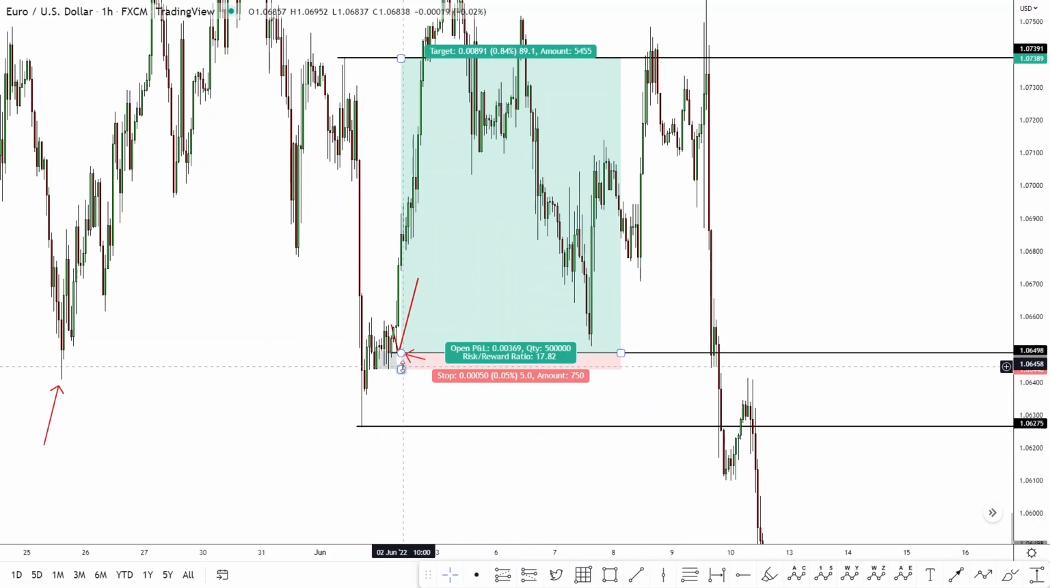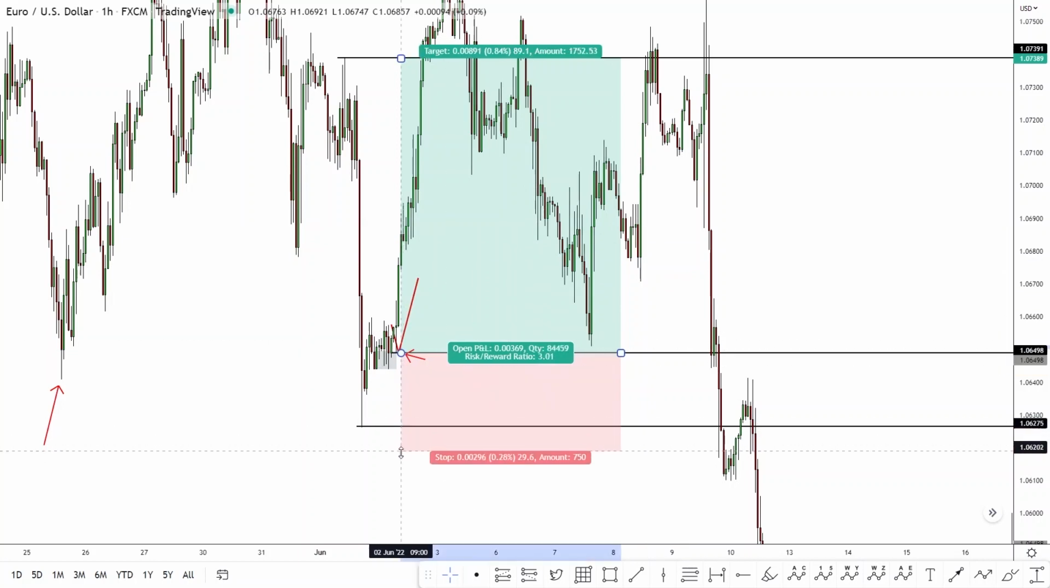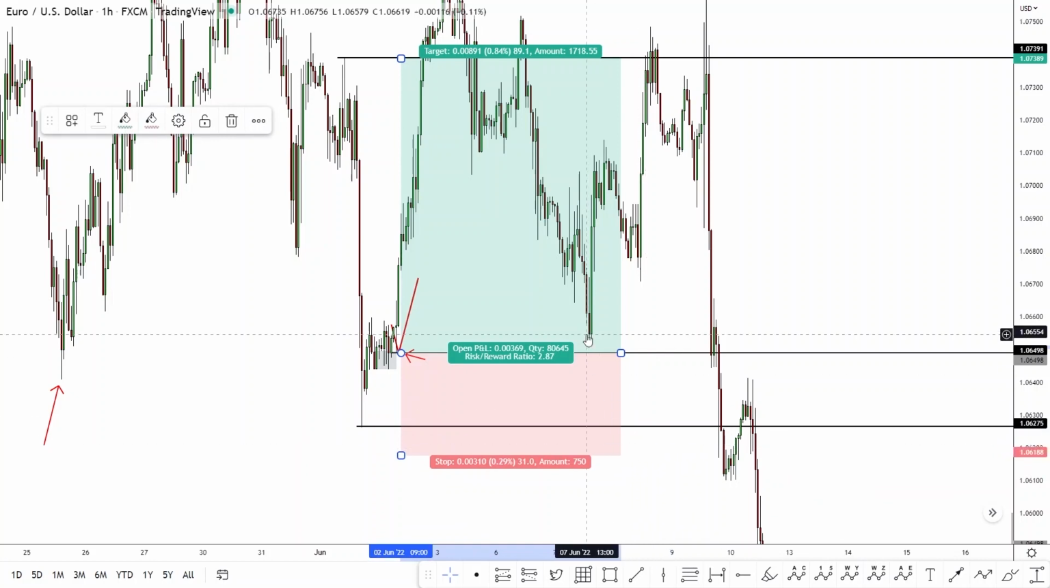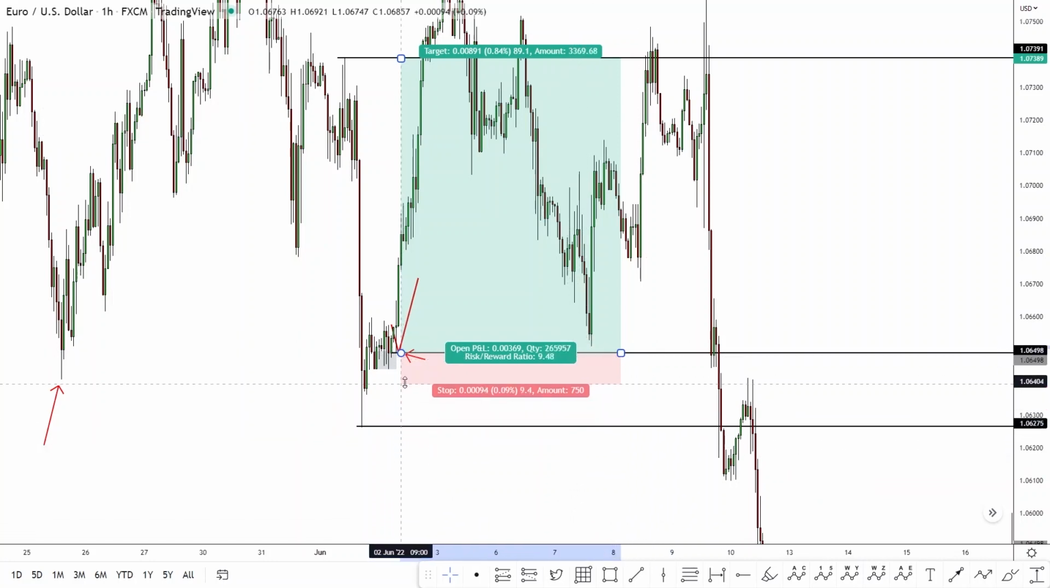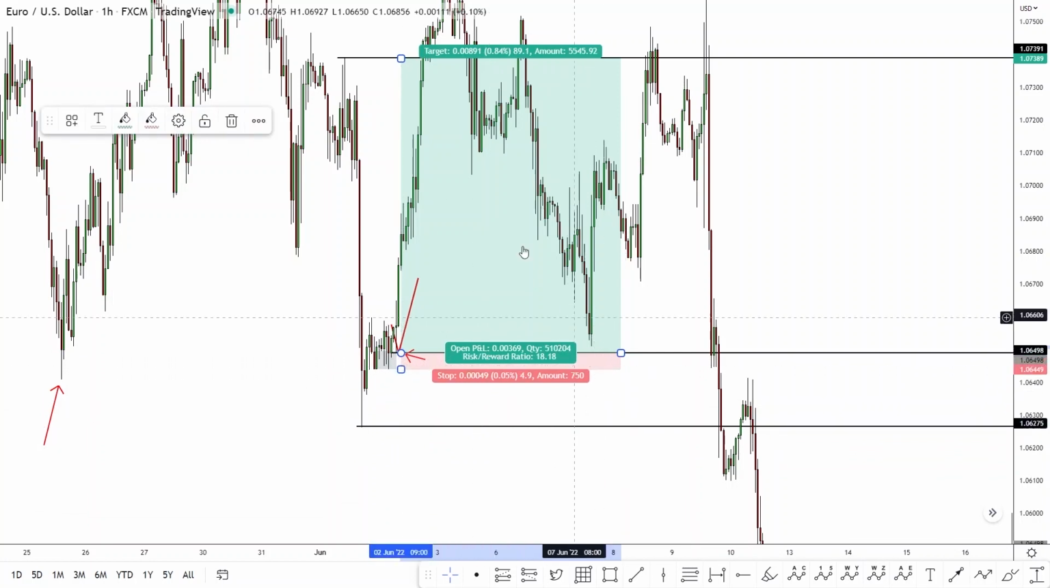For most people, you will see that your stop loss will be something like this. Look how it changed our risk to reward from 17 to 2. So you see, we risk only this, and then we target this. So you see, there is a lot of difference by using this properly.